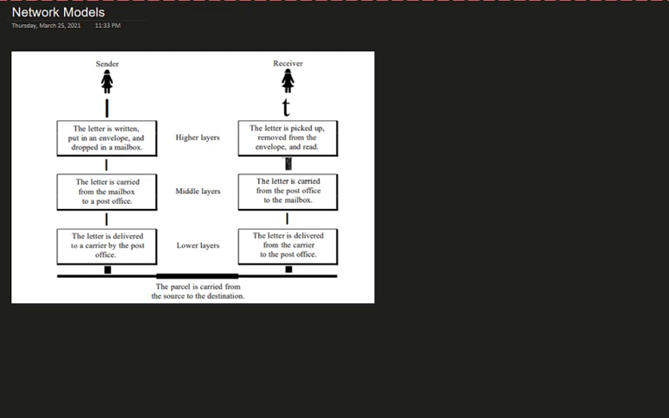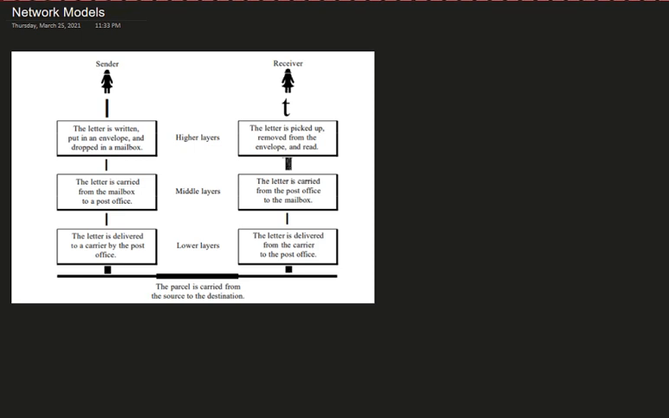So hello guys. Since we are talking about network models, the best way to represent this is to compare the modeling of a network to the concept of layers in our daily life. As an example, let us consider two friends who would like to communicate through postal mail.